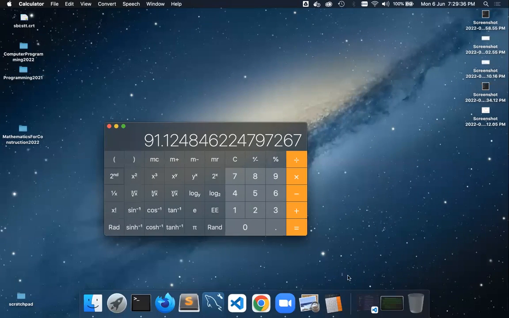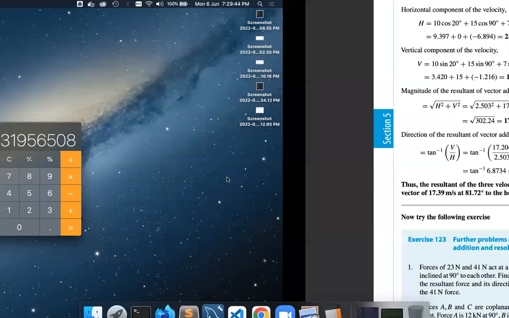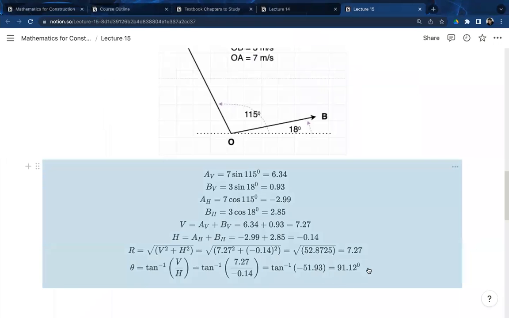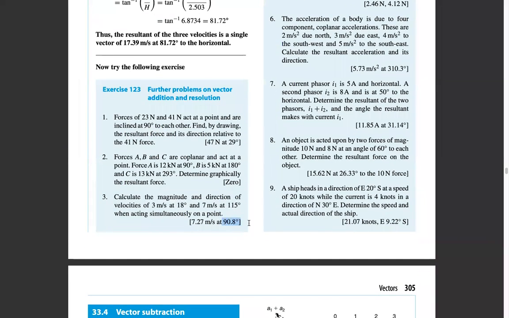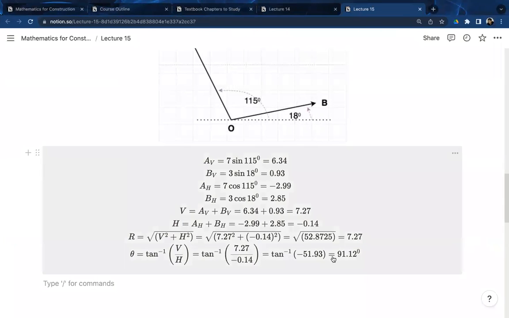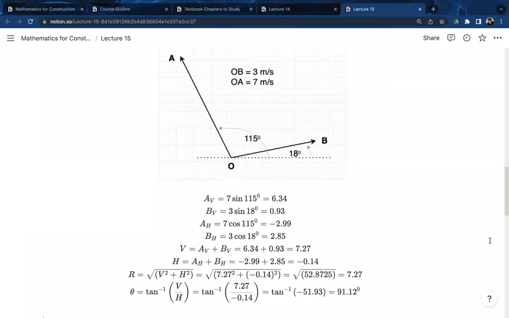Right, so if I go and I say 91.12 and I find the tangent of that, it says negative 51 point something, right? So that angle 91.12 is a little over 90 degrees. And we see the answer here is very close to that with some minor rounding errors. But it doesn't matter. That is how you would do this using components. You resolve the components in both directions, vertical and horizontal, you add them up and you use the formula.